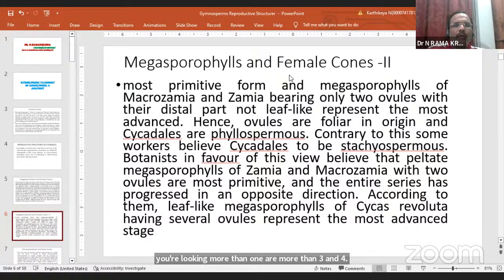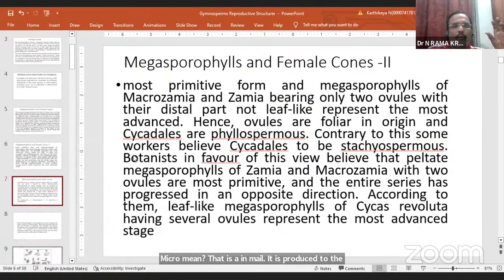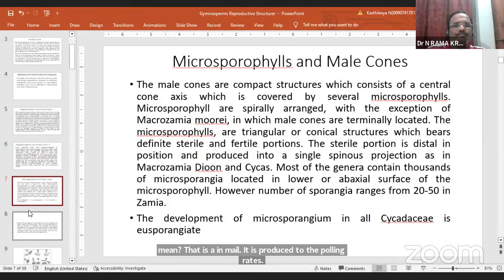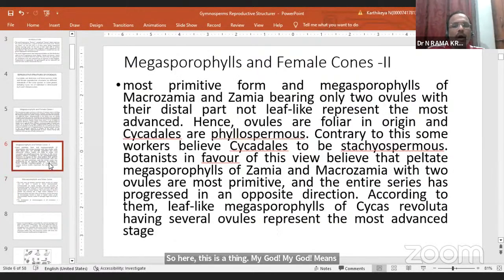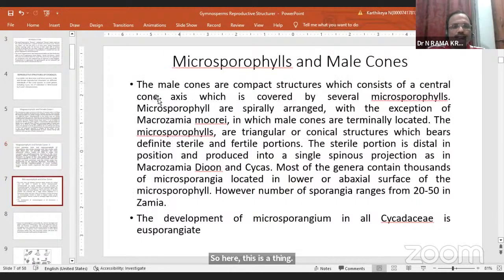Here you see the megasporophylls, which is the female reproductive organ. Which ones are the ovule-like structures? Micro means male, which produces the pollen grains. Here, mega means the female reproductive organs. Okay, is it clear now?